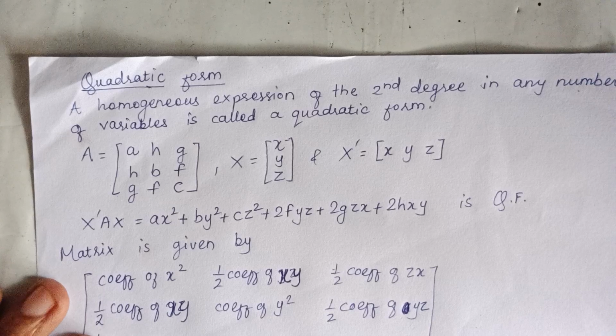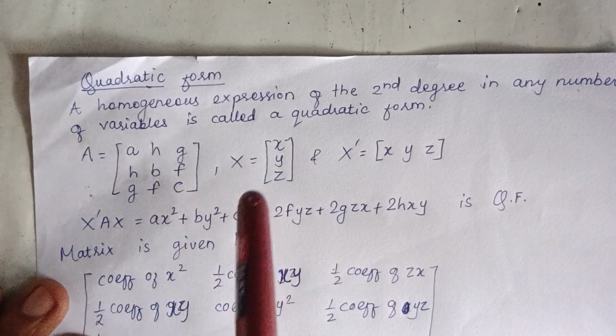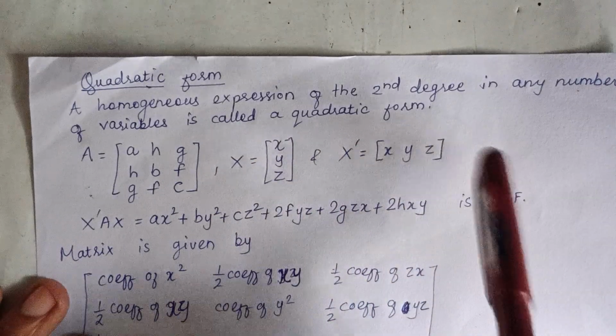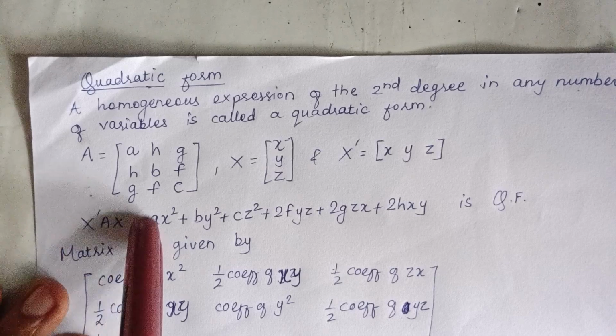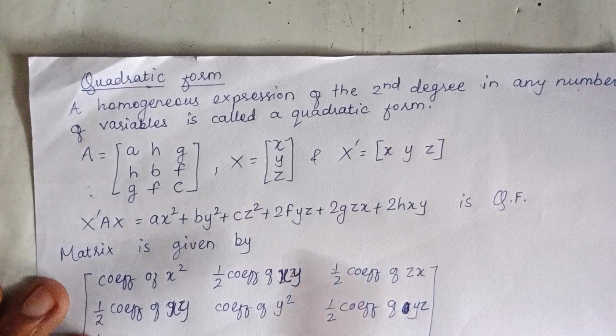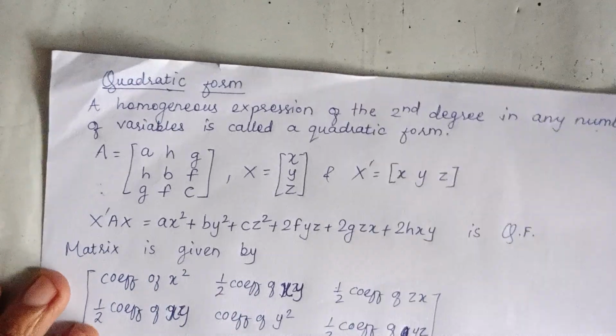So if we are given a matrix A in this form, 3 by 3, you have to take x and x dash. This is a column matrix, this is a row matrix. And then the multiplication will give you the quadratic form. So if you are given a quadratic form, how to write the matrix?